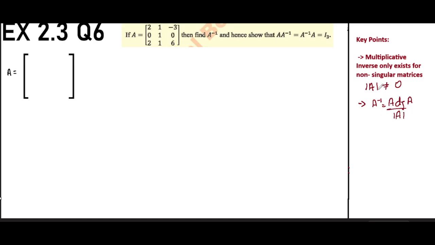So first of all, we are going to find the determinant and check if it's singular or not. If it is non-singular, then we are going to find its adjoint, and then we are going to put both of these things in this formula to find its inverse. So here this matrix is 2, 0, 2, 1, 1, 1, minus 3, 0, and 6. Now we are going to find its determinant.